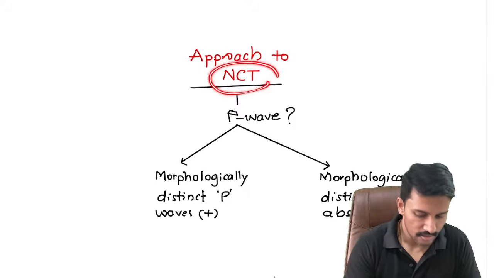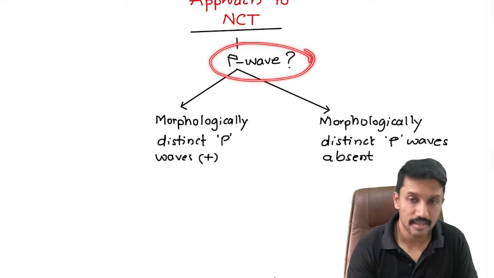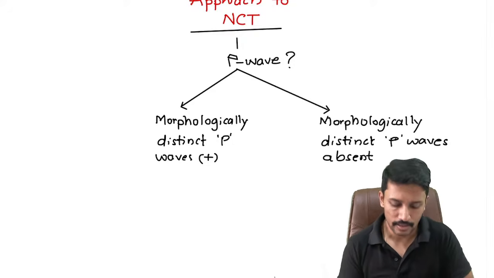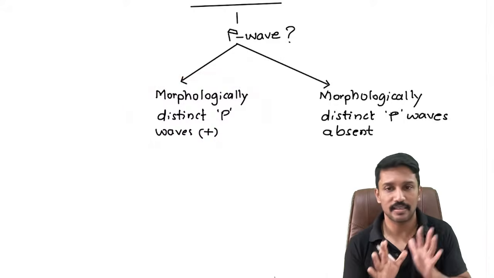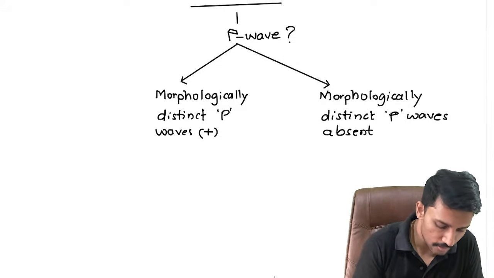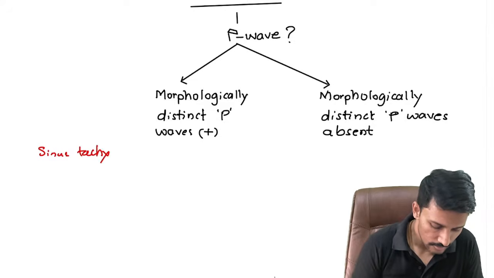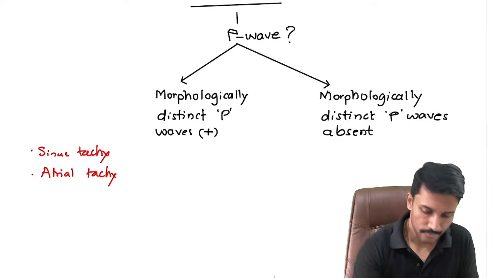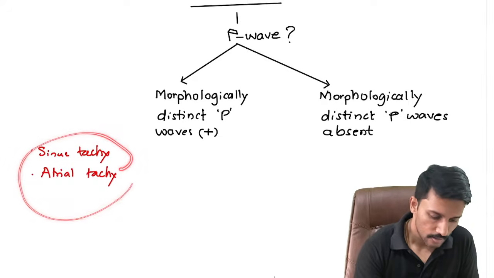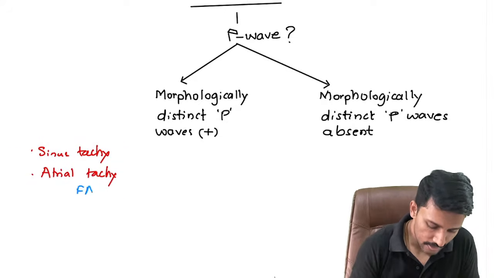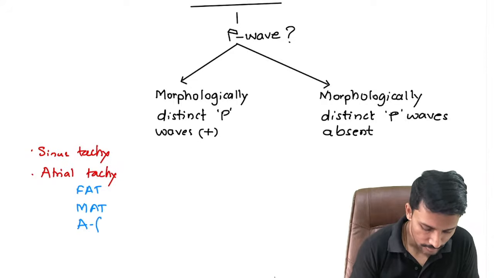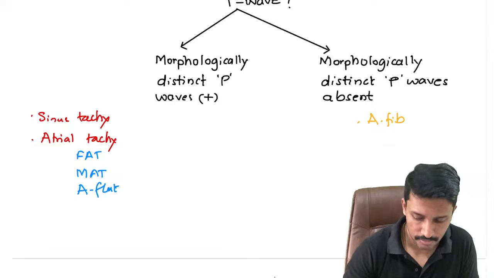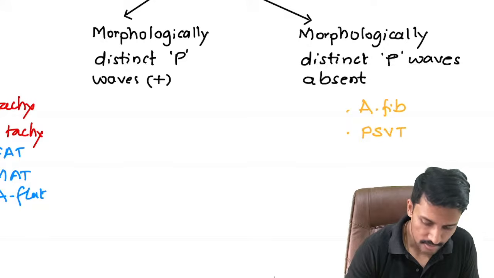Whenever I have a narrow complex tachyarrhythmia, the next thing I should see is whether morphologically distinct P waves are identifiable or not. In all narrow complex tachyarrhythmias, I should start looking for the P waves. If morphologically distinct P waves are present and identifiable, then my differential diagnoses are sinus tachycardia and atrial tachycardia. Atrial tachycardia will include focal atrial tachycardia, multifocal atrial tachycardia, and atrial flutter. And if morphologically distinct P waves are absent, then I have two differential diagnoses: one is atrial fibrillation and the other is paroxysmal supraventricular tachycardia. Okay.